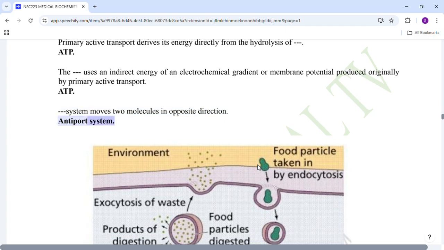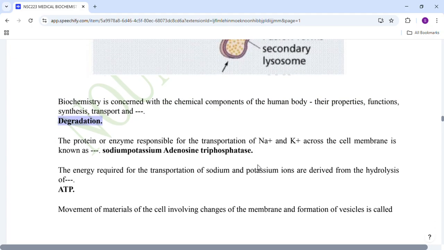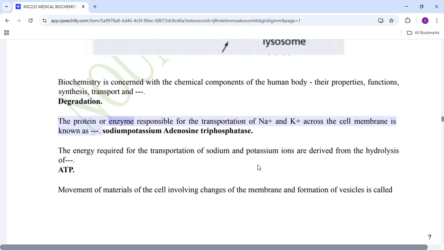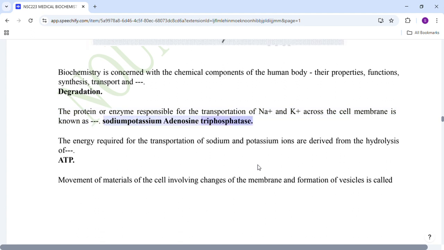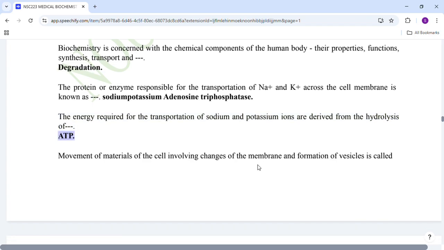Biochemistry is concerned with the chemical components of the human body, their properties, functions, synthesis, transport, and degradation. The protein or enzyme responsible for the transportation of Na+ and K+ across the cell membrane is known as sodium-potassium adenosine triphosphatase. The energy required is derived from the hydrolysis of ATP.